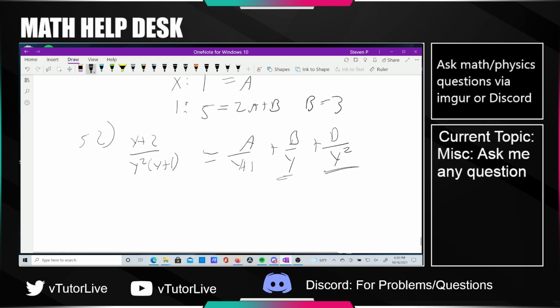But yeah, every single time it's like, okay, you put this under a common denominator. So this would have to be a y squared plus b times, okay, so b needs a factor of y plus 1 and a factor of y. And then d needs a factor of just y plus 1, right? And you just have to compare this to y plus 2. Well, that's the idea.